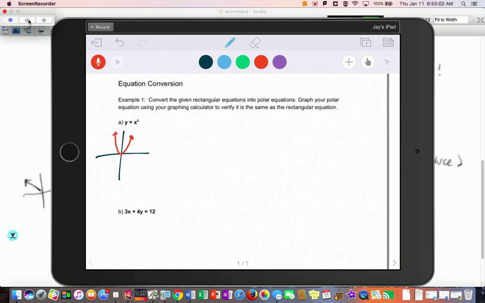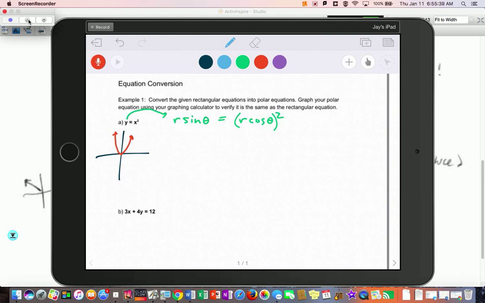Now if I want to convert into polar mode, I can think of it in a couple ways. Like the y, if we think back to when we converted the coordinates, y is equal to r sine of theta. So I'm going to replace this y with that. Well, the same thing can happen with the x. x is r cosine of theta. But the x is being squared, so I need to square my r cosine. And now we're ready to solve this.